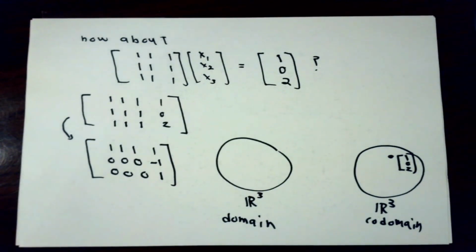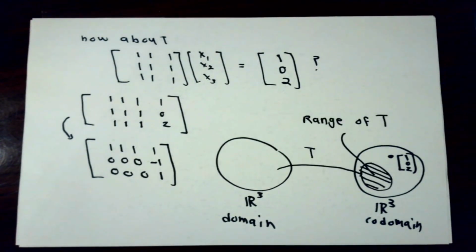Let's do the same for the vector (1,0,2). I want to see if that's in the range of this T function. If I set up the same system of equations as before, I find out that I'm out of luck. The last two equations can't be satisfied by any value of x3. This provides a verification that this function is not onto because we've actually found a y which is not A times x, no matter what x is.